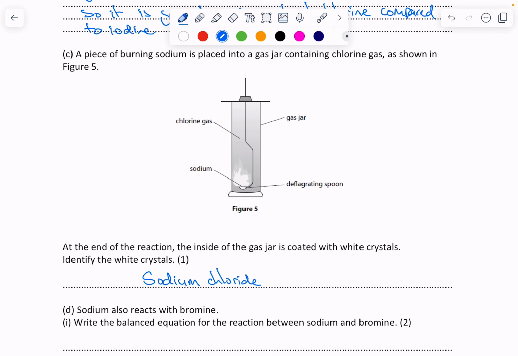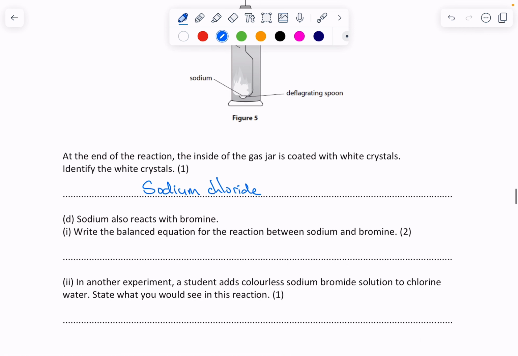Sodium also reacts with bromine. Write a balanced equation for the reaction. So this wants a formula equation. So I've got sodium reacting with bromine. Now remember, bromine is diatomic, so it's Br2. And that's going to lead to the formation of sodium bromide.